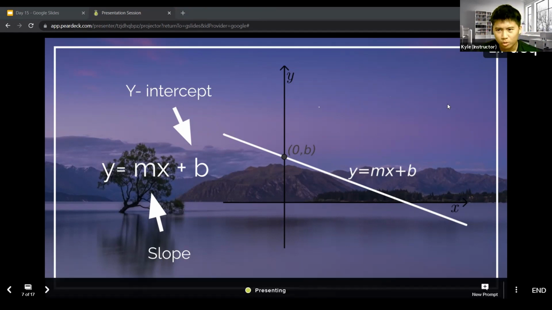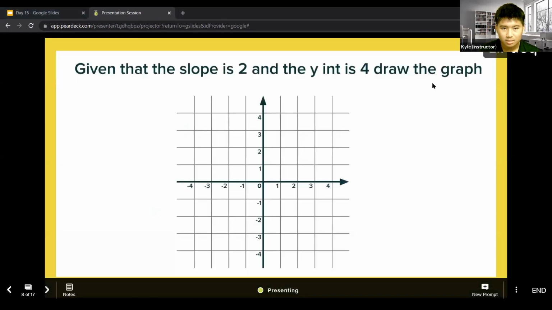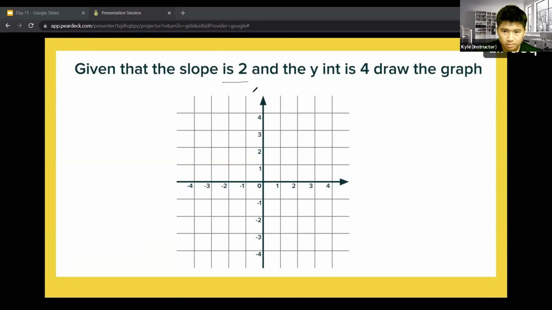Okay, do you have any questions, Bowen? No? Okay, I'll show you guys one problem and then you guys can do one as well. So here's the first problem that I'm going to do for you guys. Given the slope that is 2, so I know that slope is 2, and y-intercept is 4. And I want to draw the graph basically.